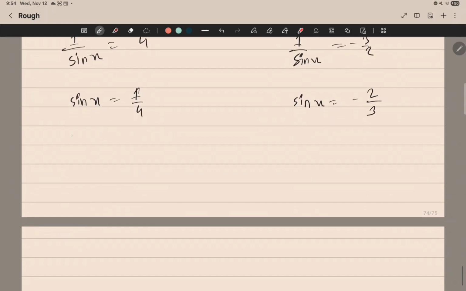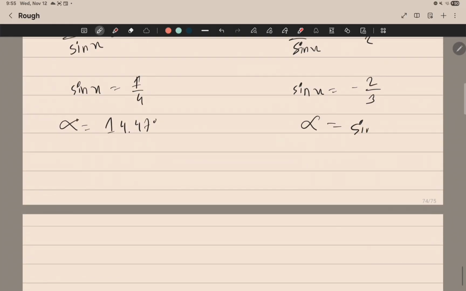Both are sine x, so the reference angle will be... I'll be doing this in degrees. So yeah, my calculator wasn't ready. Sorry. The reference angle alpha is 14.47.